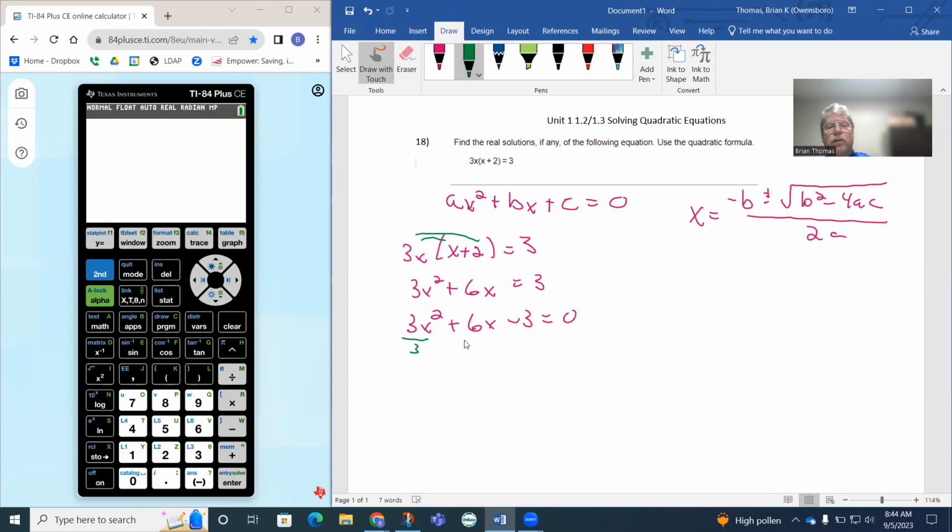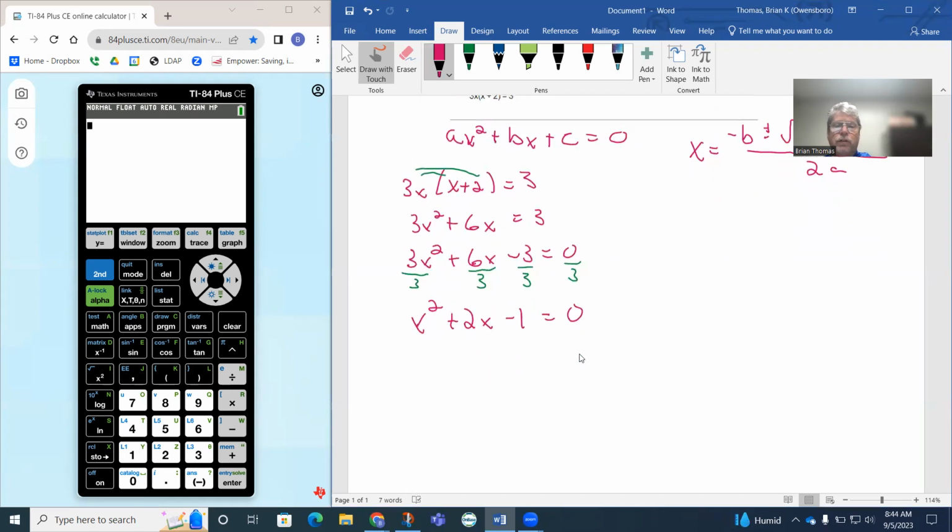So I'm going to divide the quadratic term by 3, the linear term by 3, the constant by 3, and 0 by 3. In doing so, the 3's will divide out, and I'll have x squared. And 6x divided by 3 is going to give me 2x. And negative 3 divided by 3 will give me a negative 1. And then 0 divided by 3 is just 0. So my equation turns into x squared plus 2x minus 1 is equal to 0.